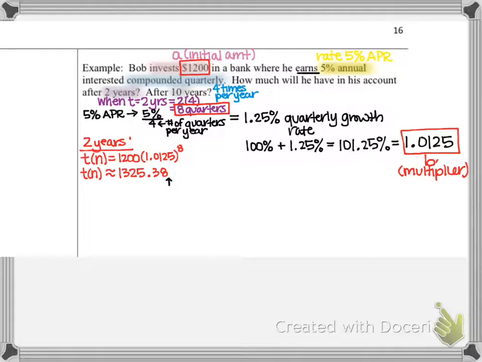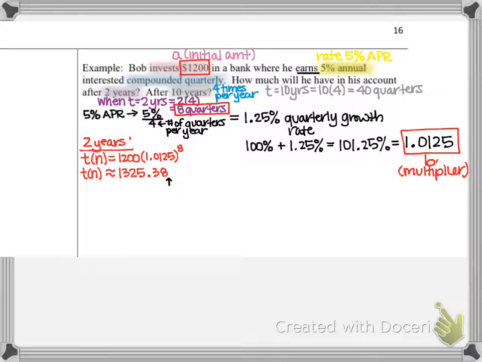So for 10 years, let's see, off to the side here. If our time is 10 years, remember we want that to be in quarters. So we're going to do 10 times 4, because there's 4 quarters in each year, and that's going to give me 40 quarters.